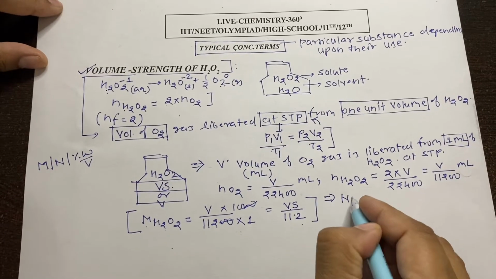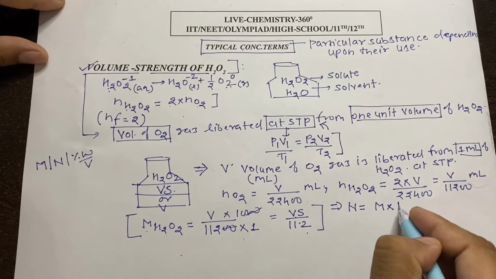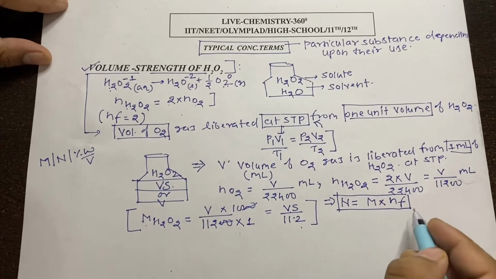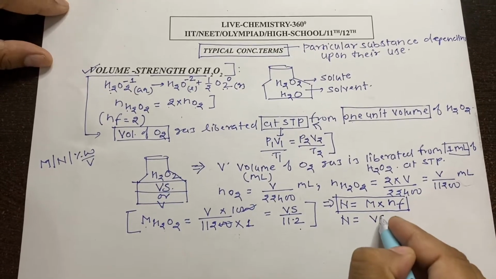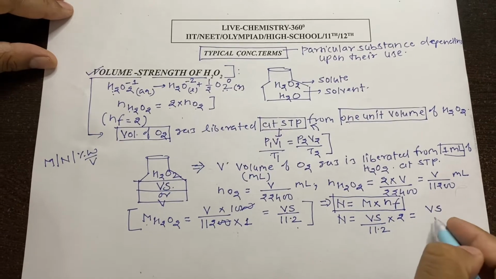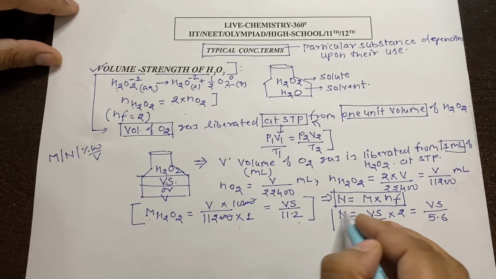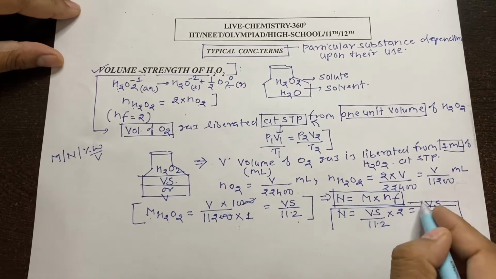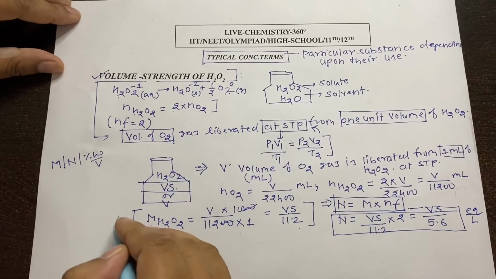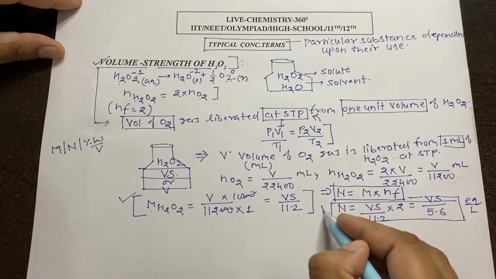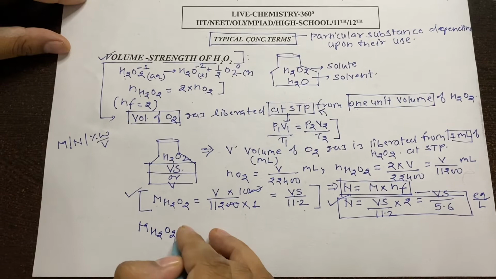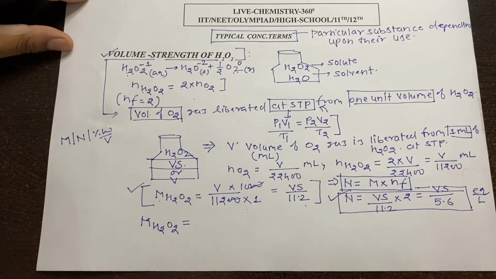Also we know that normality is molarity into n factor, and the n factor, as we have discussed, is 2. So the normality will be Vs upon 11.2 into 2, which gives Vs upon 5.6 equivalent per liter. So we have calculated the molarity and learned how to calculate the normality. Now it's time to calculate the percentage strength from the given data of volume strength.